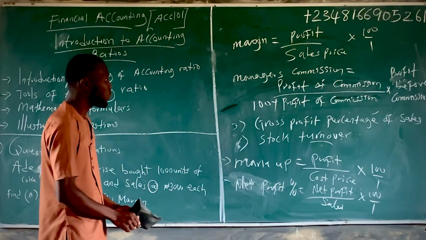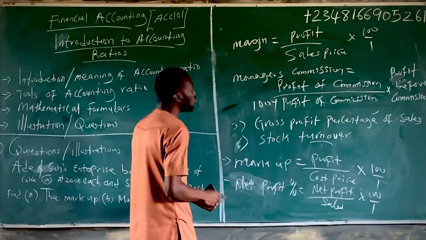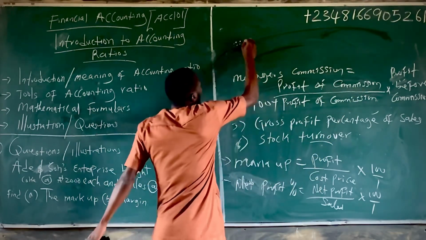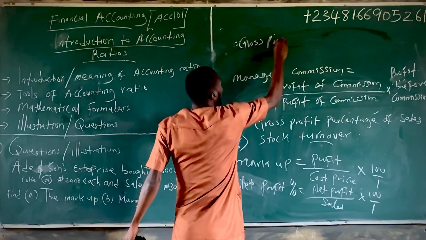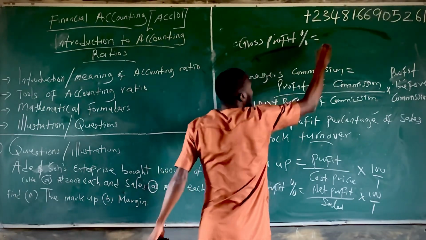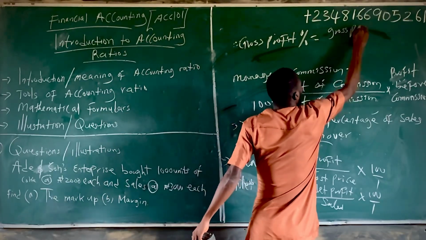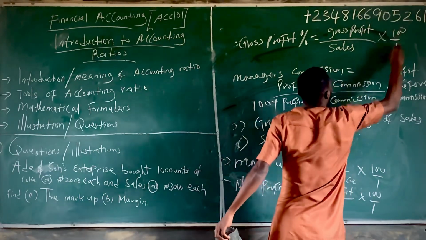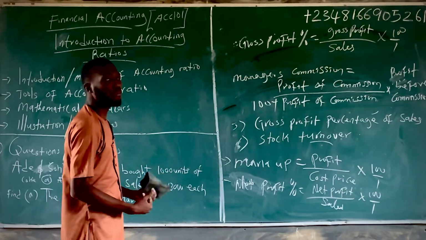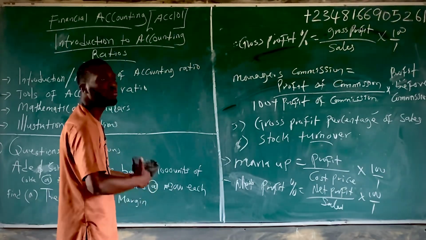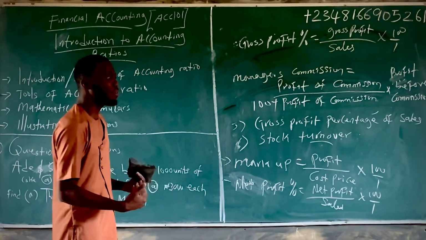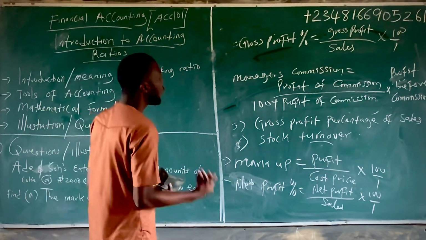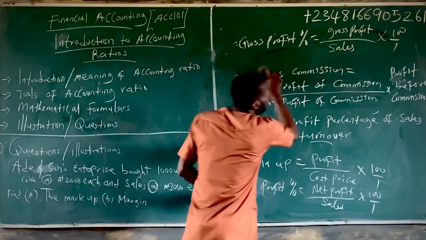Then how do you calculate our gross profit percentage? The gross profit percentage is your gross profit over your sales, times 100 over 1. That's how to calculate our gross profit percentage. Why am I giving you all these formulas? Because by the time we start solving some questions, we are going to apply all these concepts and mathematical formulas. Then, last but not least, we have the stock turnover.